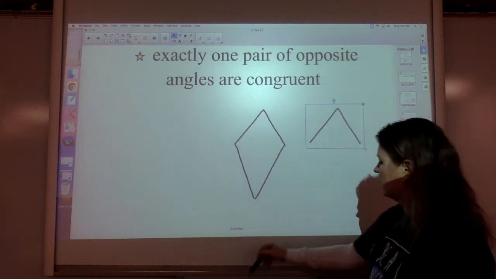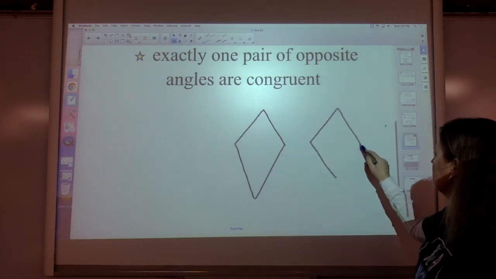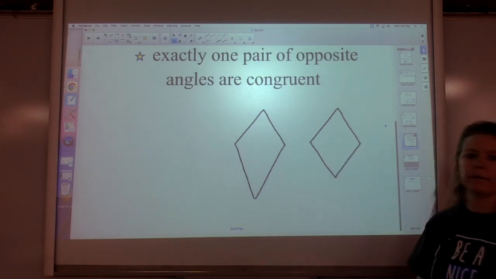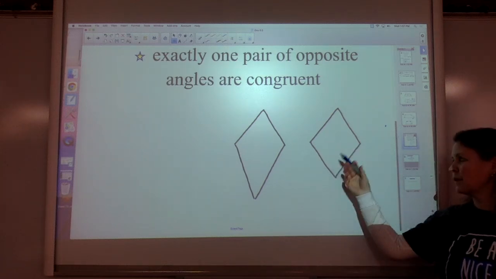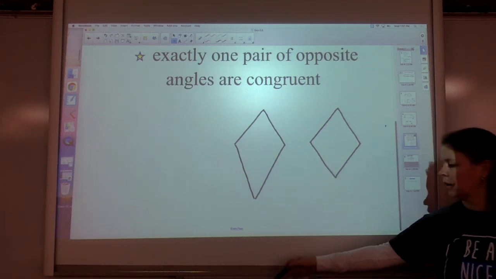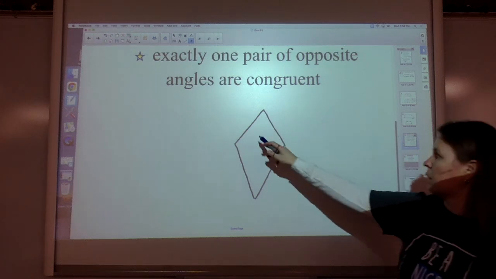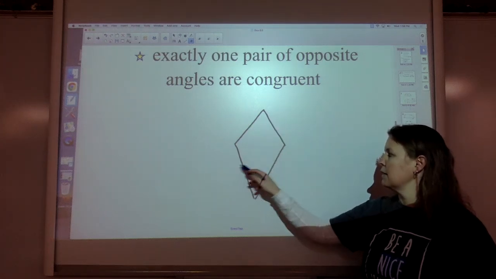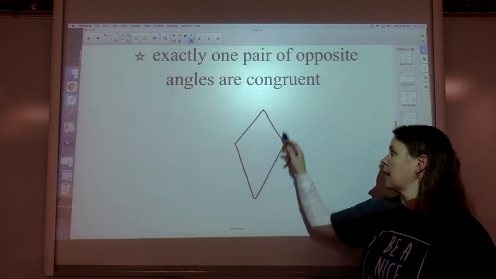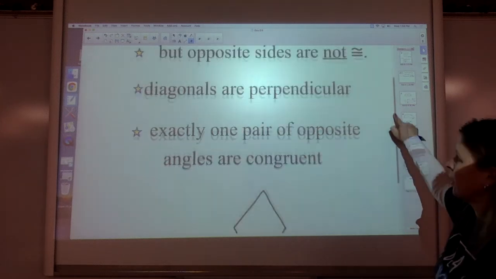If I did this, and then this consecutive pair was also congruent, oh no, now we have a rhombus. A rhombus can't be a kite, and a kite can't be a rhombus just because of one. So they put in the rule that you can have a pair of consecutive congruent sides and another pair of consecutive congruent sides, but opposite sides cannot be congruent. That's how it's describing it.